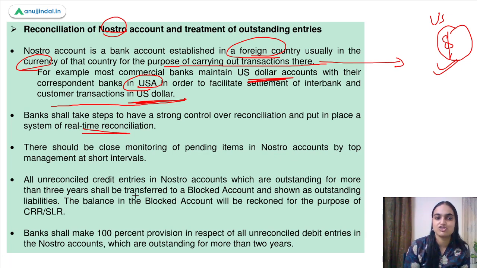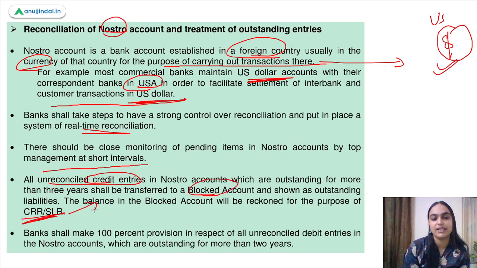Proper reconciliation should be done among the account open elsewhere and the banks having their domestic presence in the initial country where they have. There should be close monitoring of pending items in nostro accounts by top management at short intervals. Okay, if there are any unreconciled credit entries in nostro accounts, then they will be transferred to blocked account, and as I have mentioned, CRR, SLR needs to be maintained against the same.